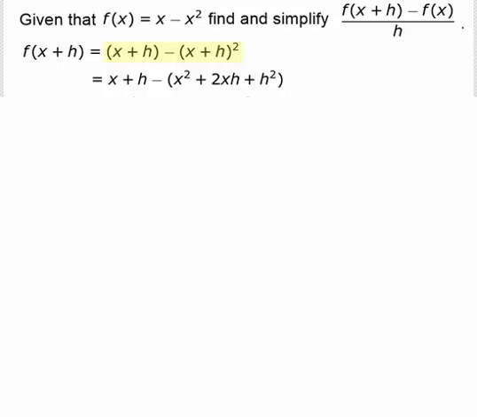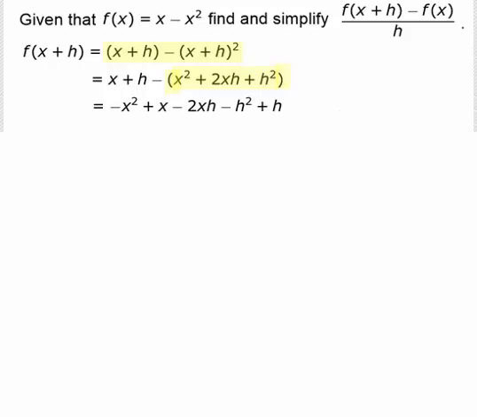Now we have to multiply out x plus h times x plus h. Well, that multiplies out to x squared plus 2xh plus h squared, and we have to remember to include those parentheses around all those terms. That's the most common error here, is to forget those parentheses.